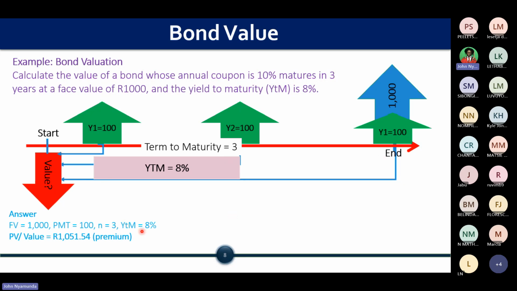So what is our yield to maturity? The number we're going to use to discount is 8%. If you put all these numbers in your financial calculator, it's going to give you 1051.54. Then we're going to say it's a premium bond because its current value is more than the future value.